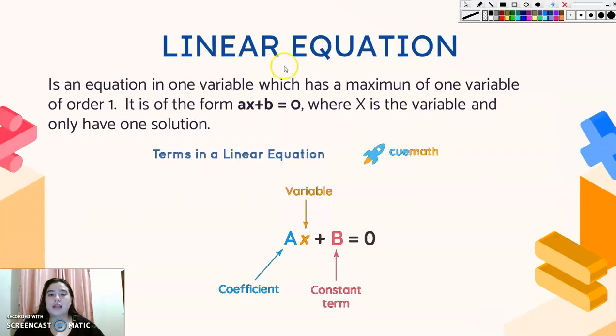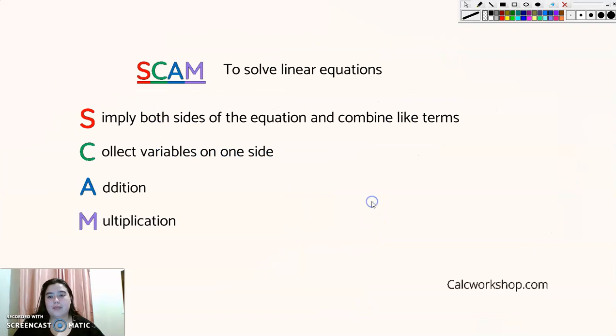Continue with the topic. A linear equation is an equation in one variable which has a maximum of one variable of order 1. It is of the form ax plus b equals 0, where x is the variable, and it only has one solution. Here I have the terms in a linear equation: ax plus b equals 0, where a is the coefficient, x is the variable, and b is the constant term.